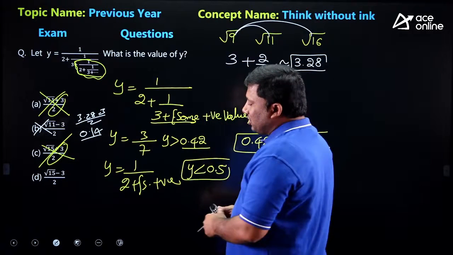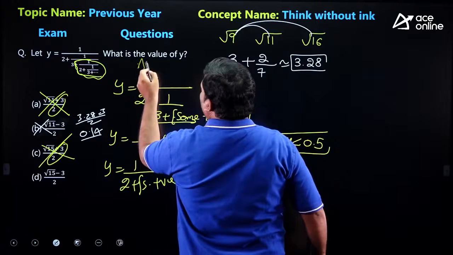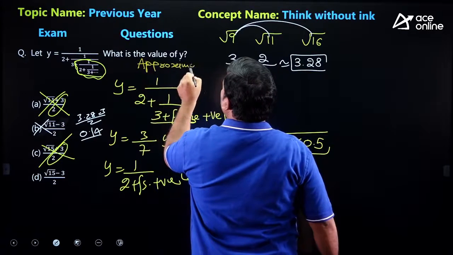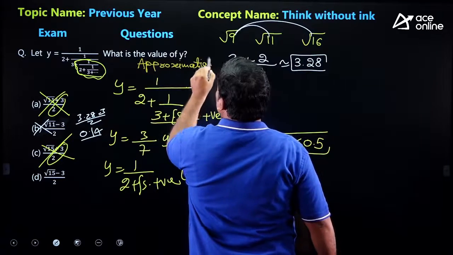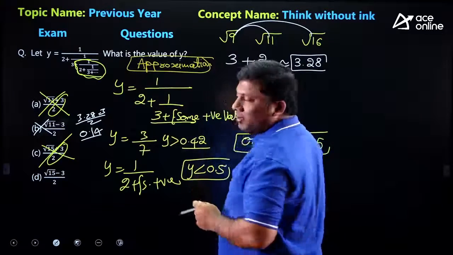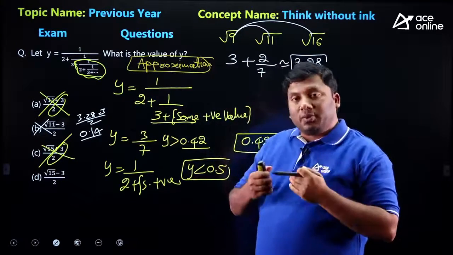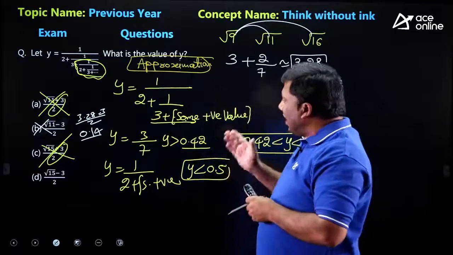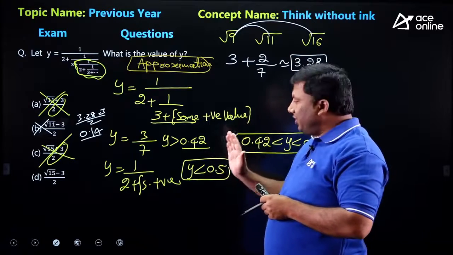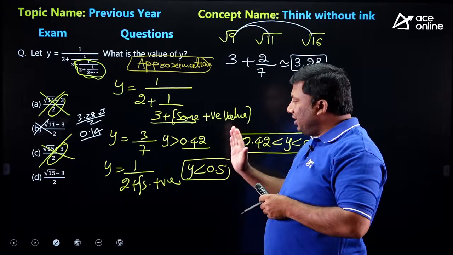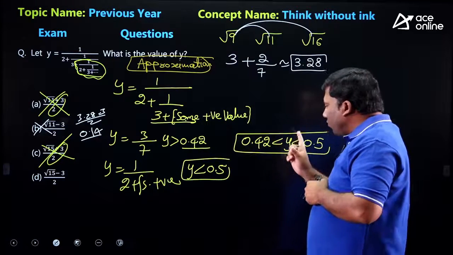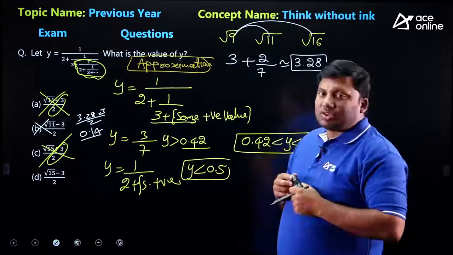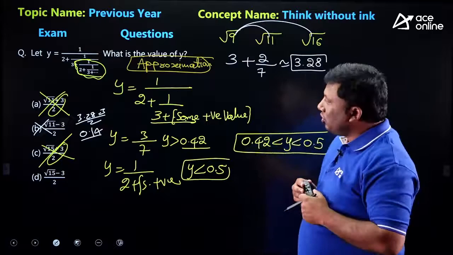What is the logic that I am using in both the problems? Approximation technique. Approximation technique is the technique which I am using to solve these problems. 1 by 2 plus positive, 1 by 2 plus 1 by 3 plus positive. Answer should be less than 0.5, answer should be greater than 0.42. That means y should lie from 0.42 to 0.5.